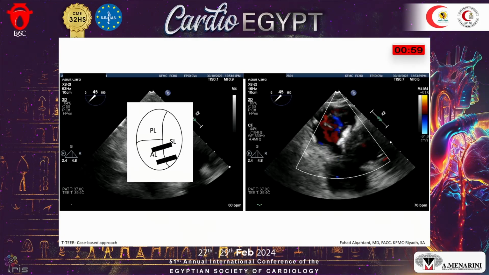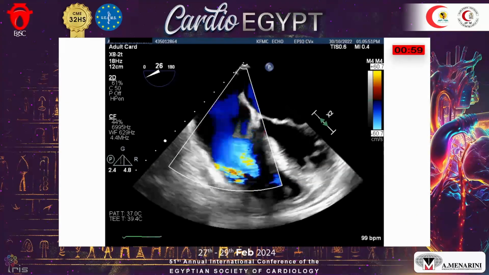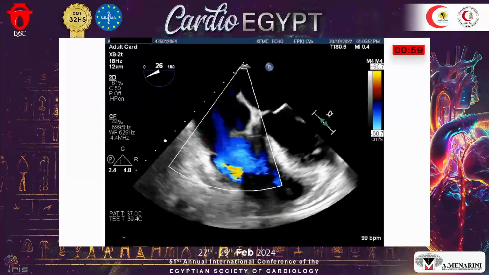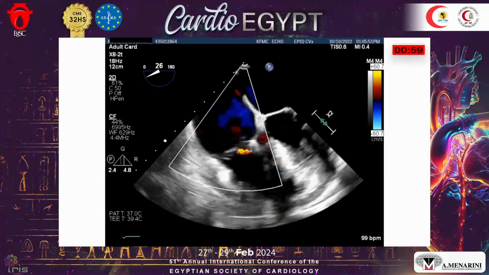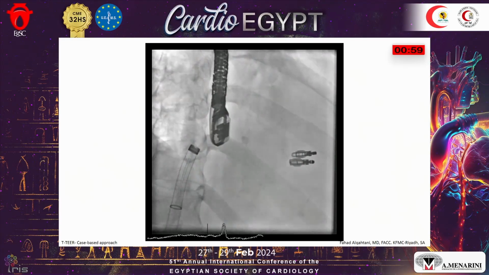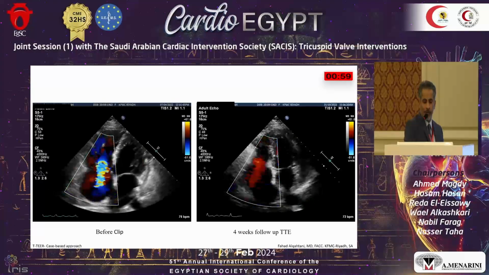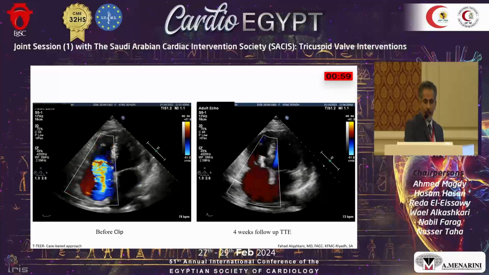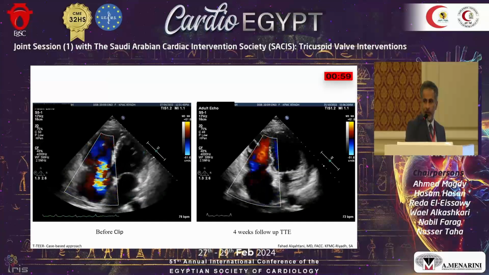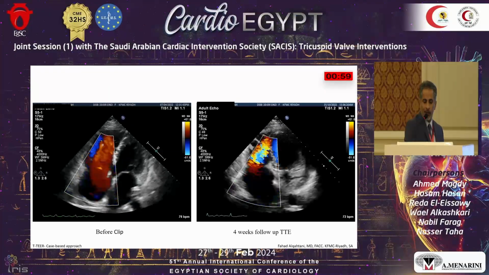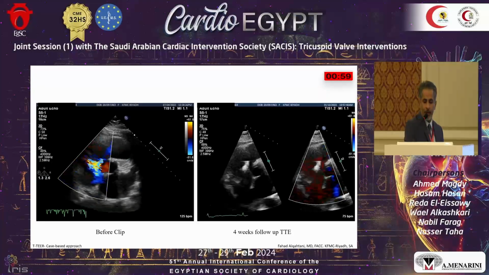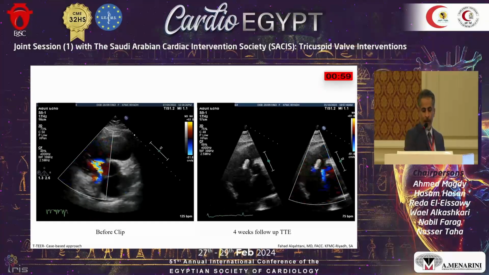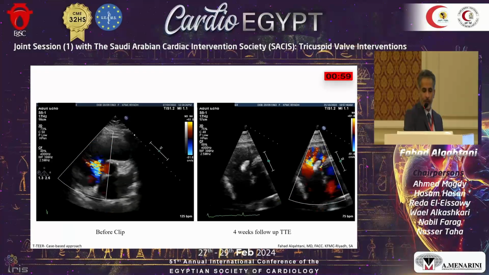So we placed 2 clips, one anterior septal toward the commissure, and the other one central. And you can see we achieved a very good result with a reduction of TR from torrential down to mild. And this is after placing the 2 clips successfully. This is before the clip, and 4 weeks following, transthoracic echo, and you see great reduction of the TR. And you can also see the function of the RV starts to improve. And this is another view showing good result.